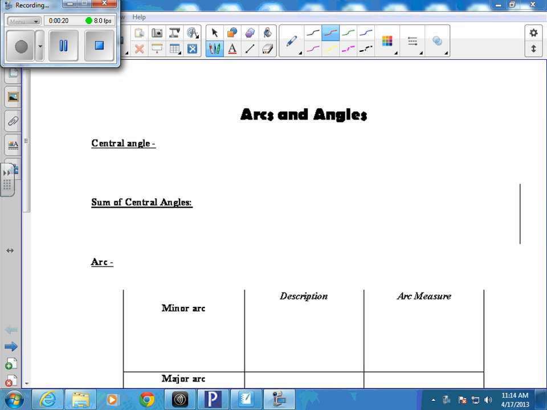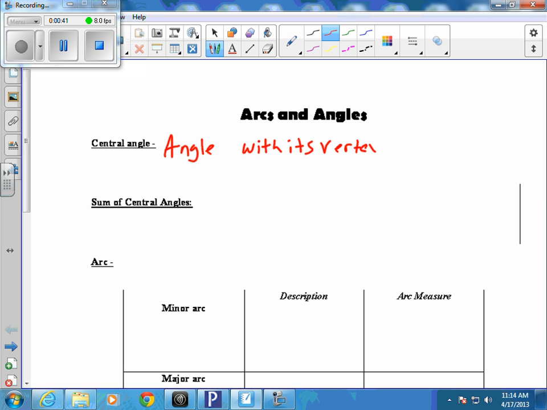Okay, we've done some of this vocabulary already with our discovery activity within the book, our research, but we will officially define them again. First off is a central angle. A central angle is an angle with its vertex at the center of a circle. So a diagram of a central angle, if this is the center of the circle, would be any angle with that vertex at the center.